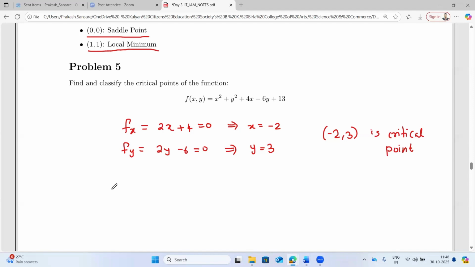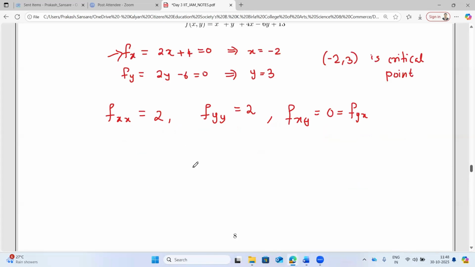And now we go for fxx. So fxx will be 2, fyy will be 2 again, and fxy, differentiate this with respect to y, this will be 0, which is the same as fyx also.